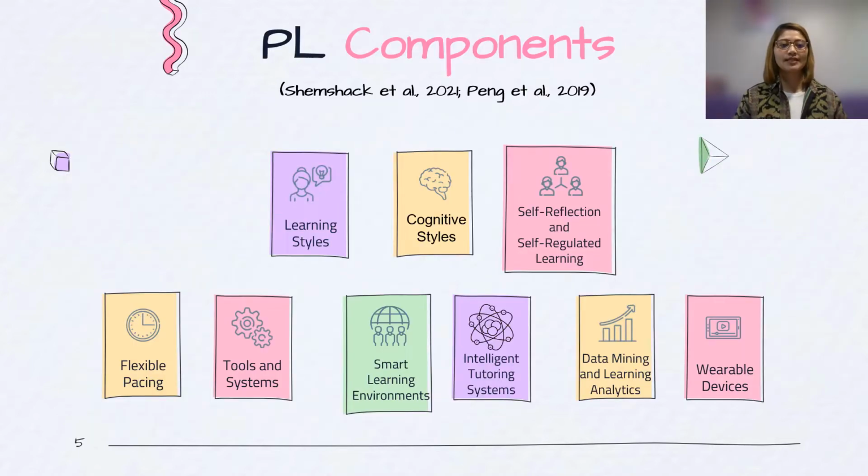Since the study focuses on PL components and strategies, let's take a closer look at them. Following Shamsak et al. 2021 and Peng et al. 2019, PL components consist of 9 aspects including learning styles, cognitive styles, self-regulated learning, flexible pacing, tools and systems, smart learning environments, intelligent tutoring systems, data mining and learning analytics, and wearable devices.